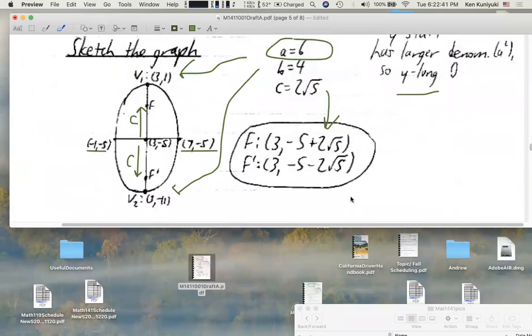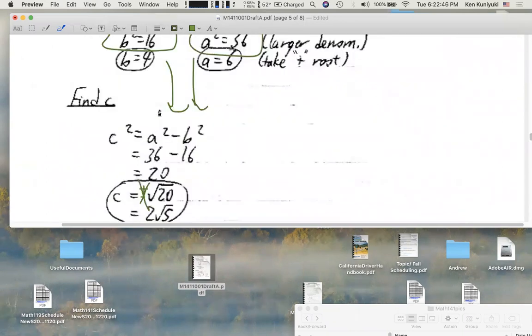All right. Next time, what explains the formula for C that we used up here? Next time.